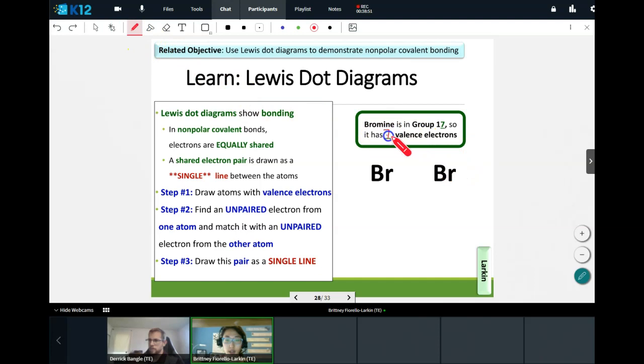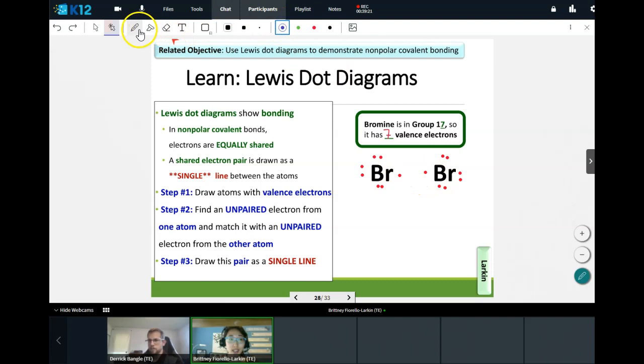So I'm going to go ahead and draw out the 7 valence electrons here. So we can see 1, 2, 3, 4, 5, 6, 7, and over here as well. 1, 2, 3, 4, 5, 6, and 7. Now then what we need to look for is we need to find unpaired electrons. So you can see here bromine has an unpaired electron right here, and this bromine has an unpaired electron right here as well, which makes sense. They're identical. Smiley faces emojis in the chat if you can see that. They both have 1 unpaired electron each.